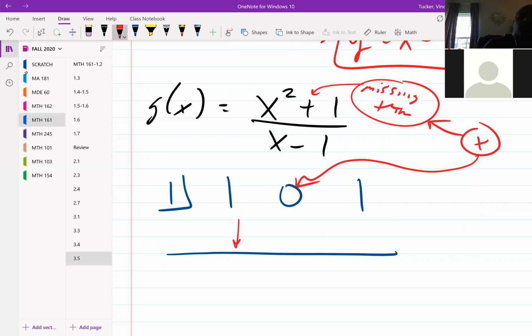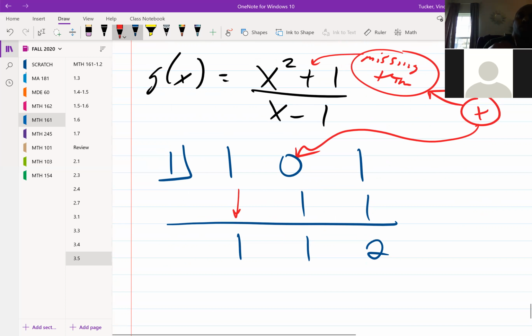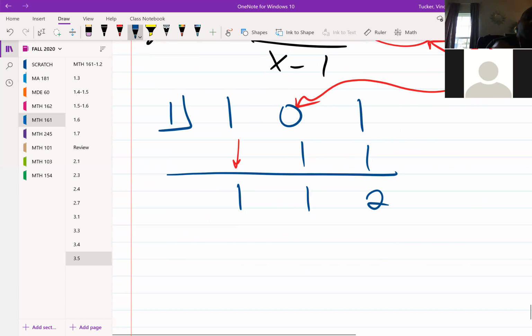All right, bring your 1 down. 1 times 1 is 1. Add them together, that's 1. 1 times 1 is 1. Add them together, that's 2. Once again, we'll start off with 1 less than the original exponent that we have. So that's going to be x plus 1 plus 2 over x minus 1.